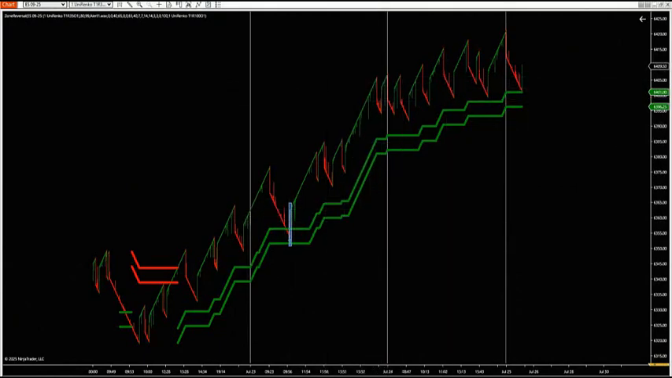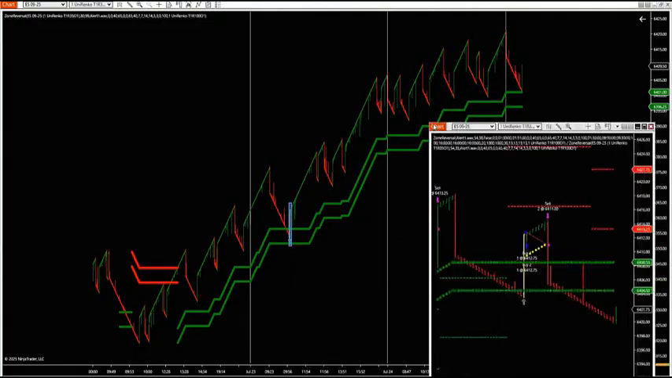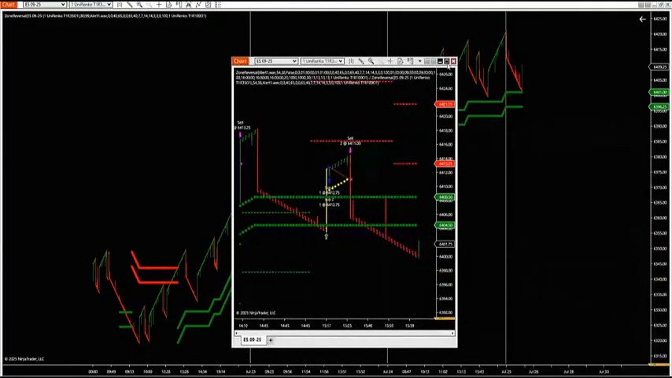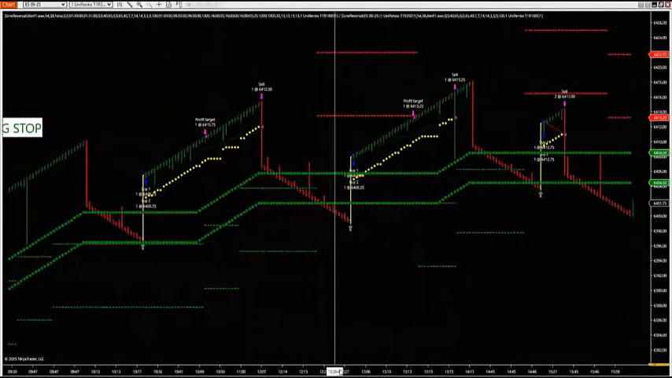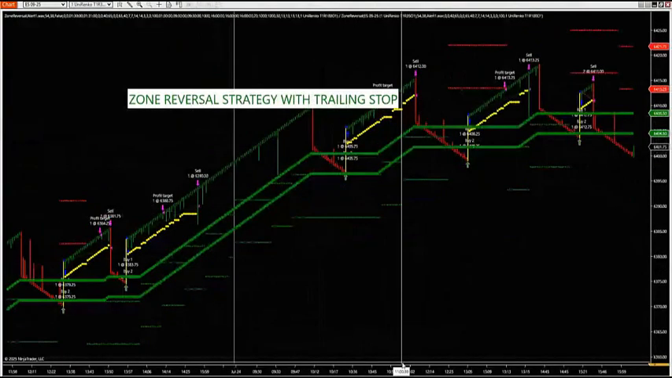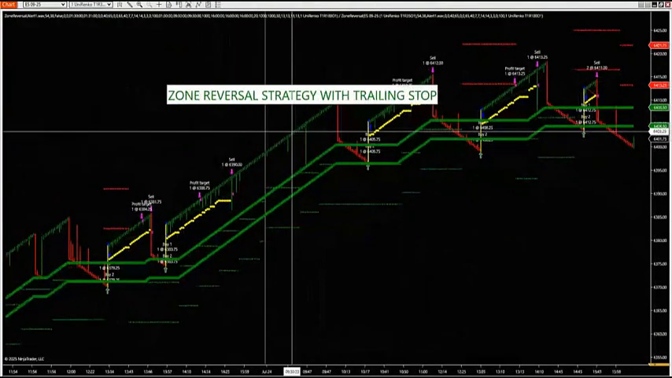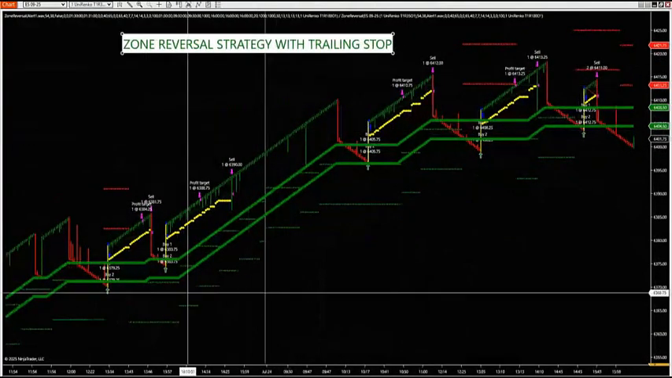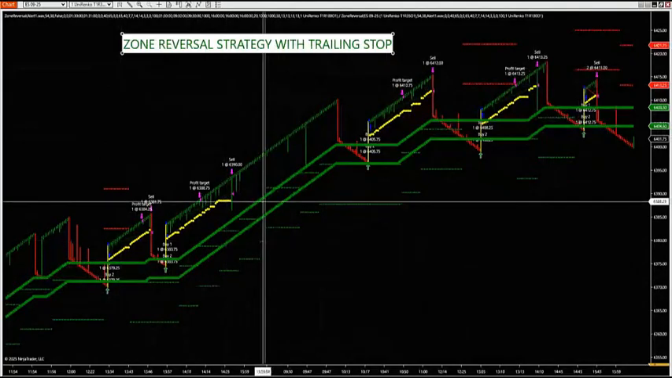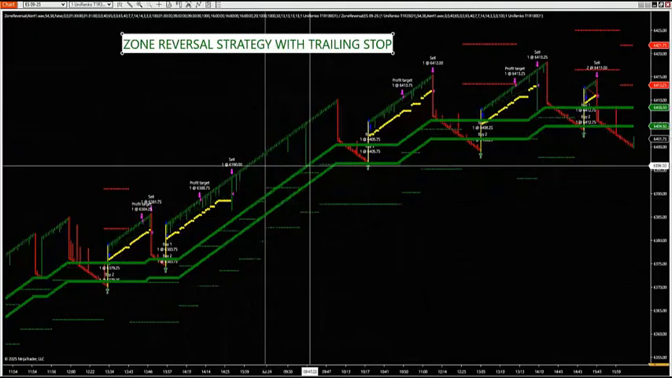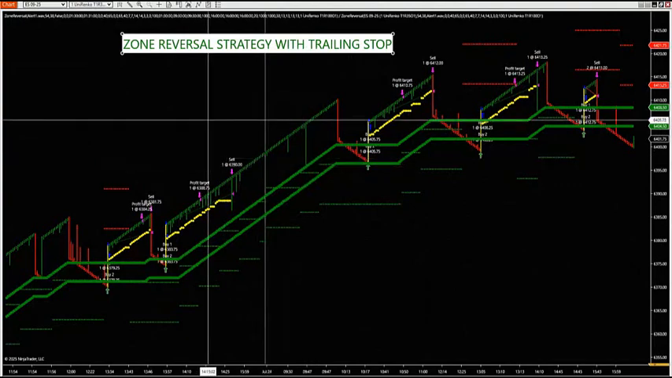I'll show you what it looks like on a smaller Renko size. Let's look at yesterday's live action. So this is a shallow liquidity grab. This is a zone reversal strategy with the trailing stop. So let's say you want to use our normal zone that we like to use, and don't look for deep zones, but this is just our normal zone. This is yesterday.